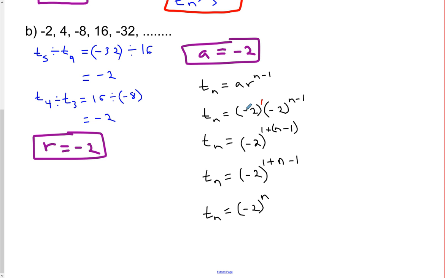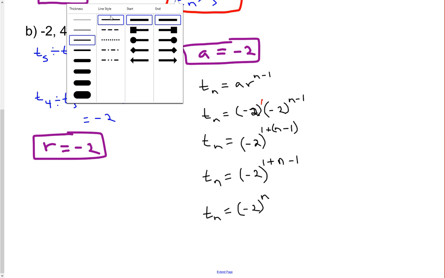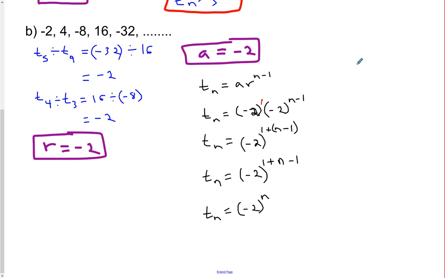I also want to make sure it's clear that this is a 2. There we are. Okay, so we're also supposed to find the 9th term. So let's do that. Let's find the 9th term. We're going to have to sub in a 9. So we'll say t sub 9 equals negative 2 to the power 9.